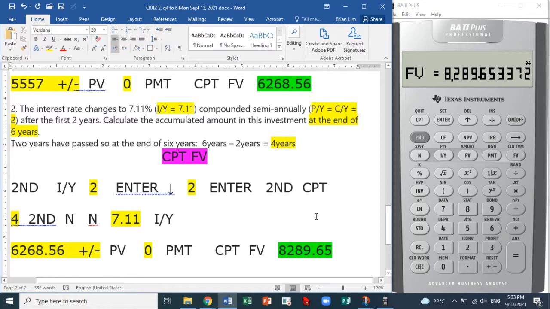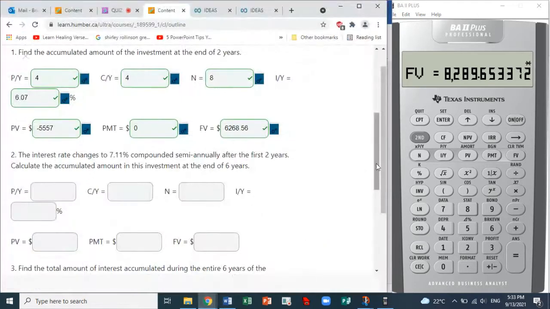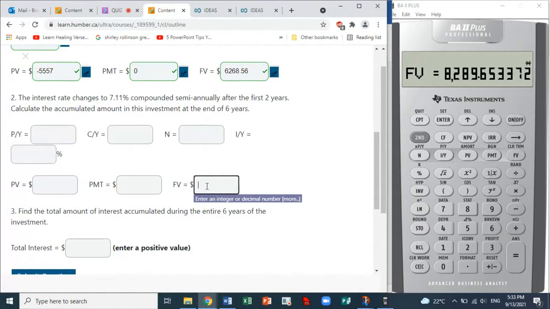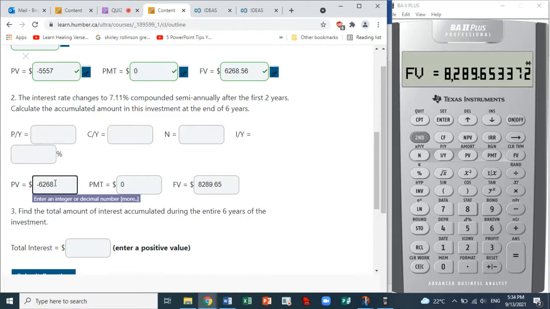All right, so for this part of the calculation, we have to use the 4 years. Let's see if this number is correct. We copy it and go back to the question and insert that in here. That should be the future value. This would be 0. Over here, we will put in the 6268.56. Now I can demonstrate to you that it will take a positive value. We will see that shortly. Okay, 2, 2, and 4 times 2 would be 8 in there. And the interest rate is now 7.11.